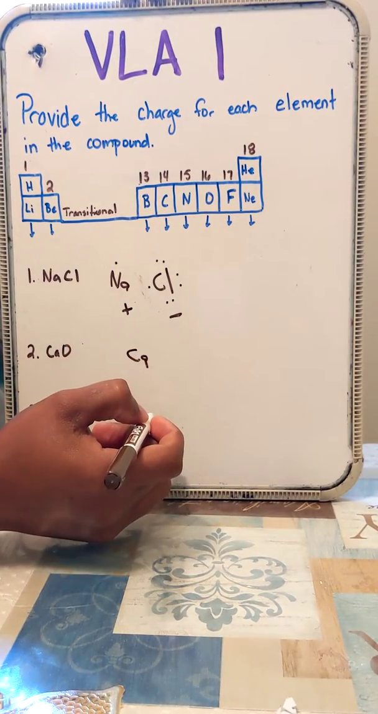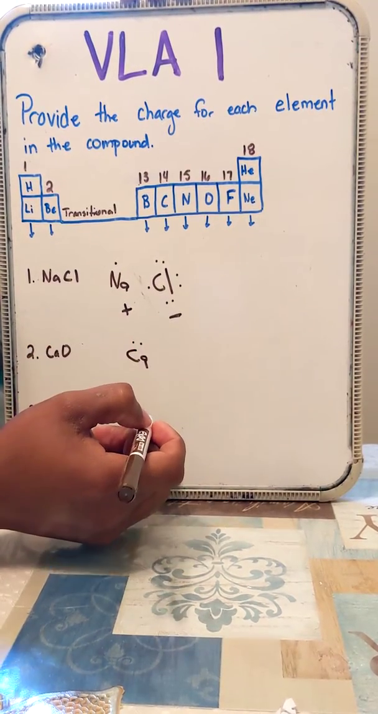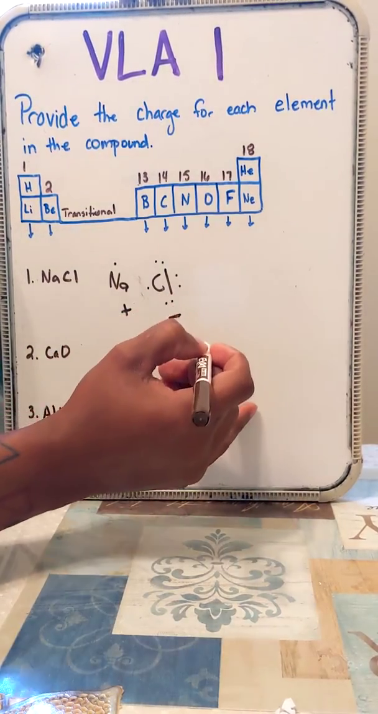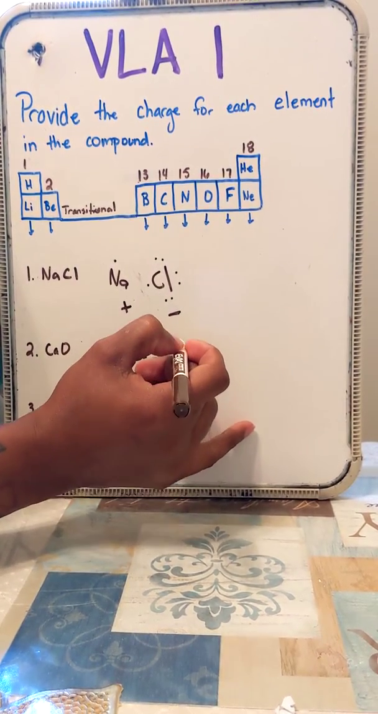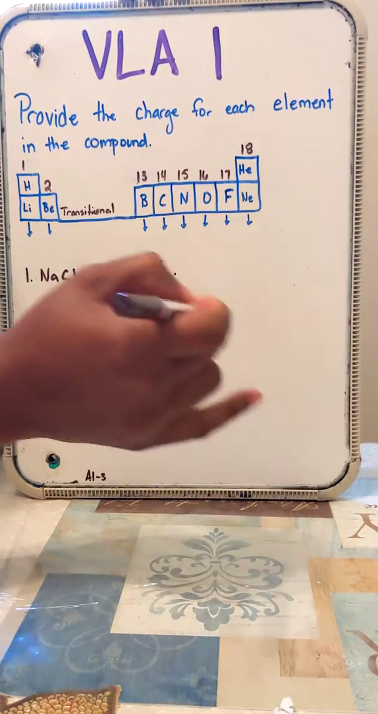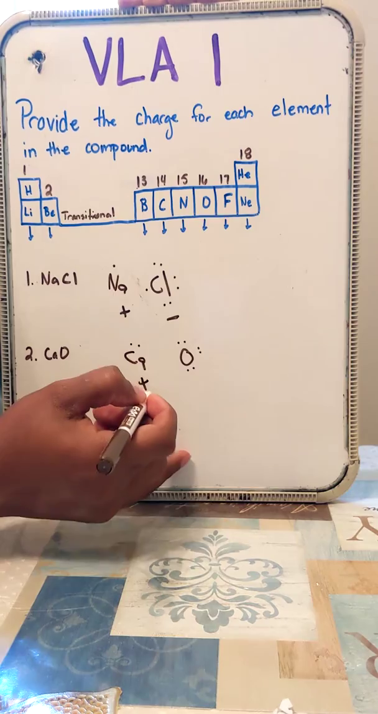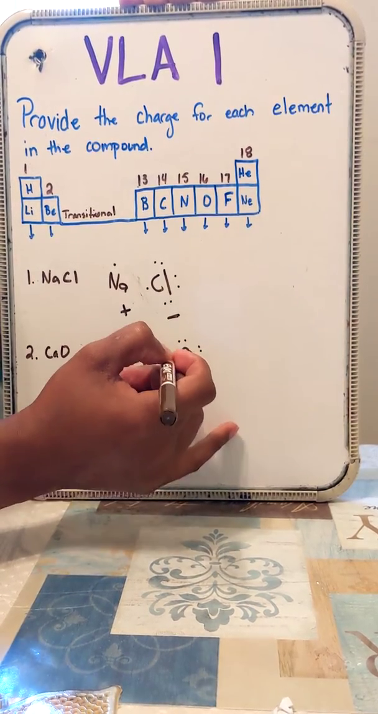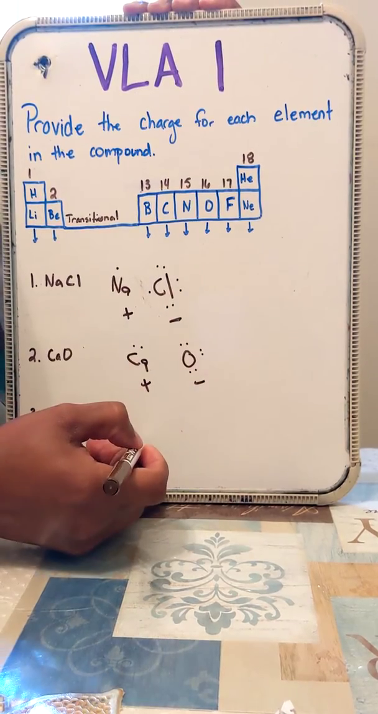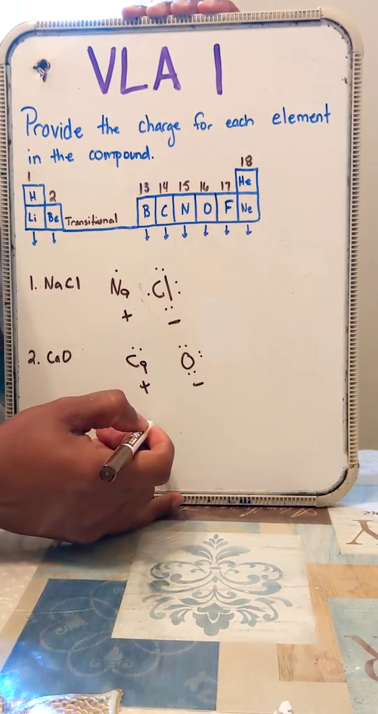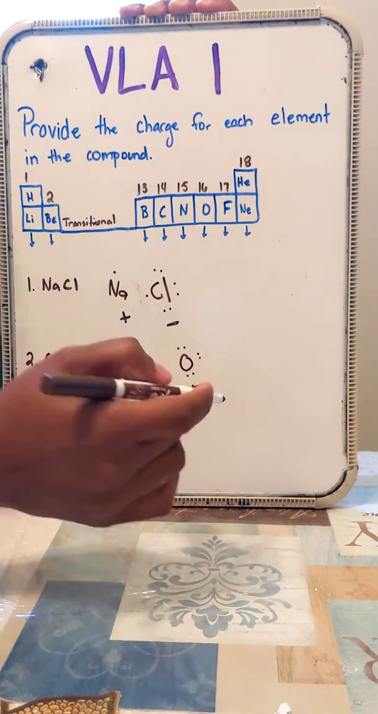So calcium. Calcium is in group 2, so it has 2 valence electrons. Oxygen is in group 6, so it has 6 valence electrons. Calcium will give the electrons away, which makes it positive. Oxygen gains electrons, which makes it negative. And this is number 3. All these come directly from the assignment. So this is 1 through 3 that's already done.